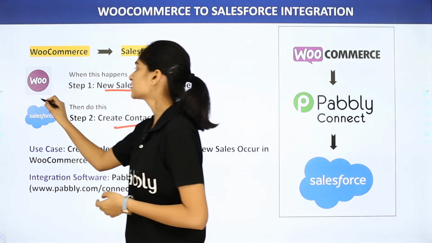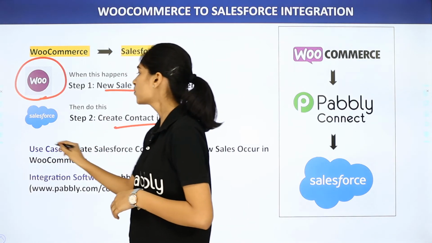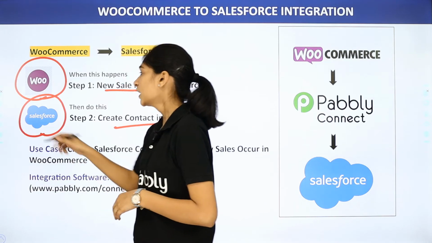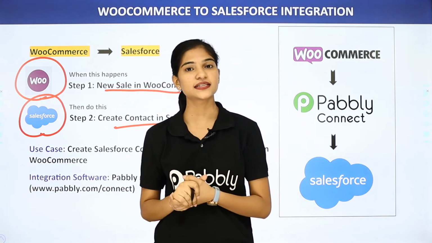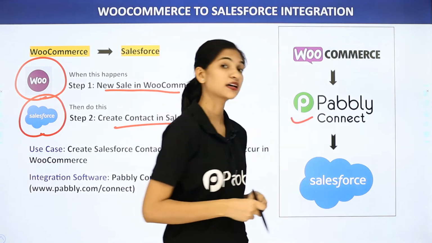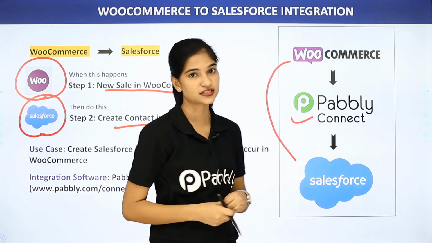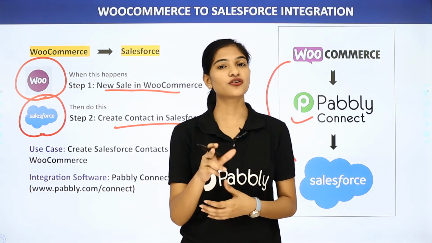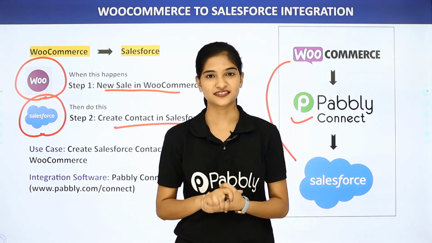So WooCommerce is a software application where you can set up your online store, whereas Salesforce is a CRM platform. Now the problem here is that WooCommerce and Salesforce don't have any integration between them, and that is why we are going to use Pabbly Connect, a third-party application software, to integrate both these software applications. The best part here is you don't require any knowledge of coding. So let me show you this on my screen.